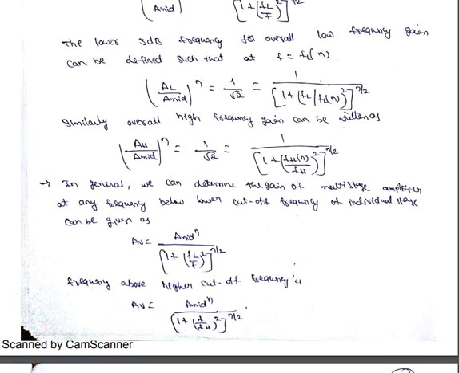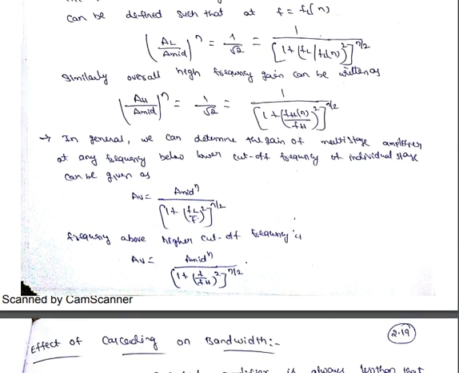In general, we can determine the gain of a multi-stage amplifier at any frequency below the lower cutoff frequency of the individual stage as AV equal to A mid to the power n by 1 plus (FL by F) whole square, whole power n by 2. And similarly for the higher cutoff frequency, we can write A mid to the power n by 1 plus (F by FH) whole square, whole power n by 2, as shown. So that is the effect of cascading on the gain.